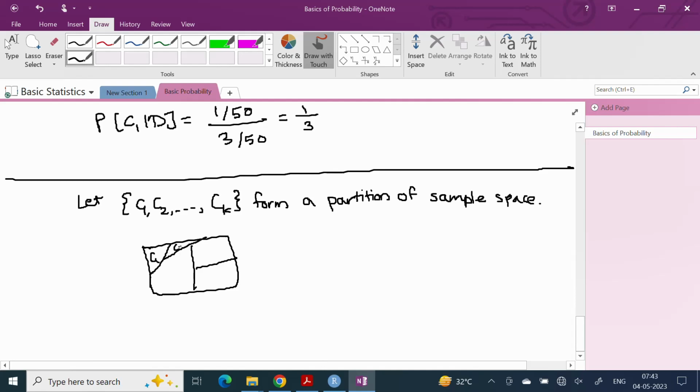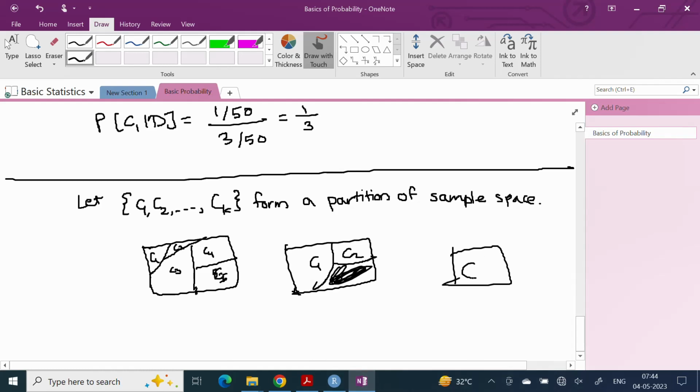So if I write this as C1, C2, C3, C4, C5, then this is a partition because nothing is common and together they cover the entire thing. If I say this is C1, this is C2 and I don't give any name to this, then C1, C2 alone don't form a partition because this part of my space is remaining. Similarly, if I say this is C1 and this is C2, that is not allowed because they have something in common. So this is also not a partition, this is also not a partition, this is a partition.